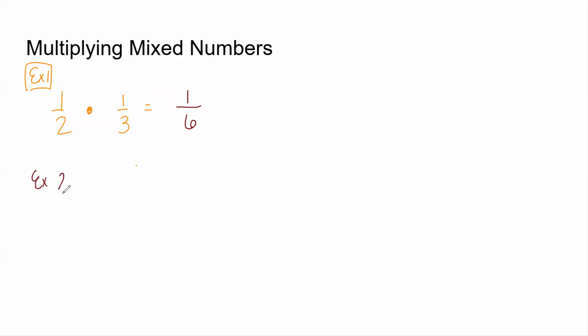Okay, example 2. How about 4/9 times 2/5? Right across the top would be 8. Right across the bottom would be 45. Check and see if it reduces. It doesn't. You're done.